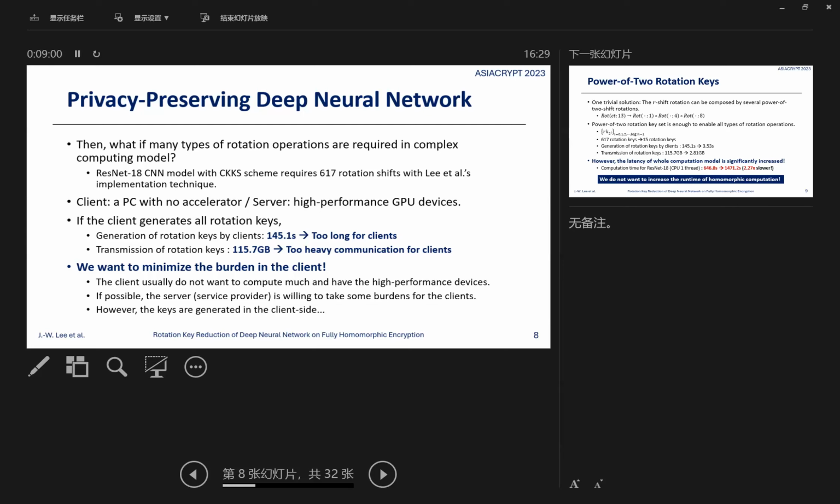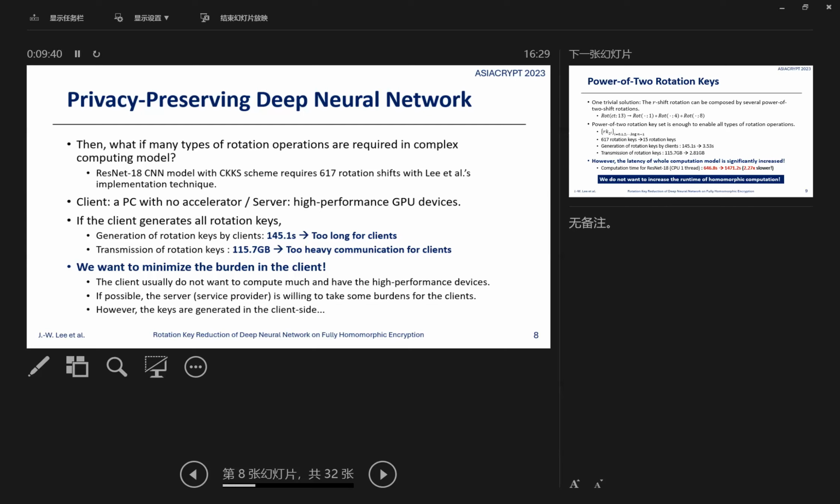So let's see the example of the resonant model. Let's assume that the client has a PC without any accelerator, with only a CPU, and the server has high performance GPU devices. But the client has to generate the rotation keys for security. If the client generates all rotation keys, this generation takes 145 seconds, which is too slow for clients.